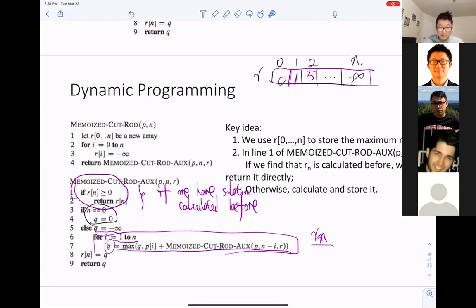Make sense? Yeah, it makes sense. Okay. So we call it the memoized solution, or we can give it a name called top down. It has the same time complexity and space complexity as the bottom up one, but they just follow different conventions of solving problems.